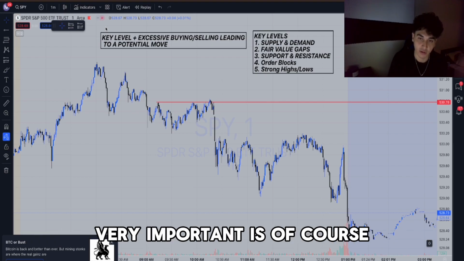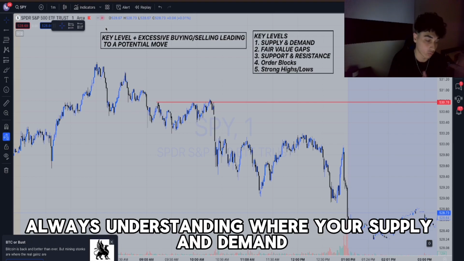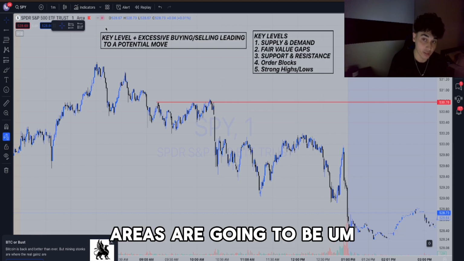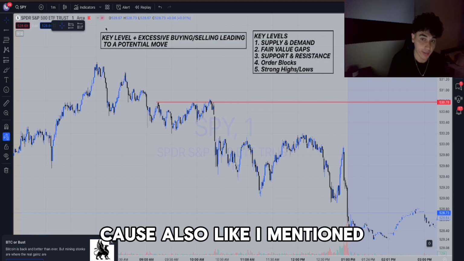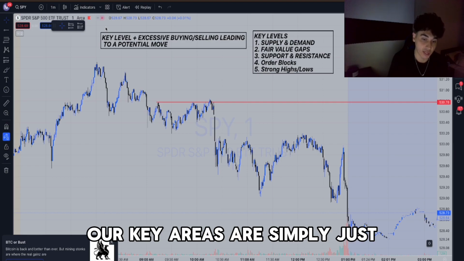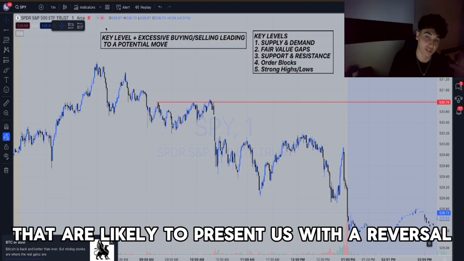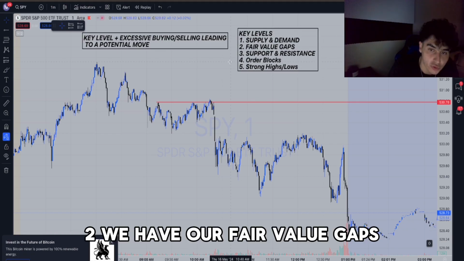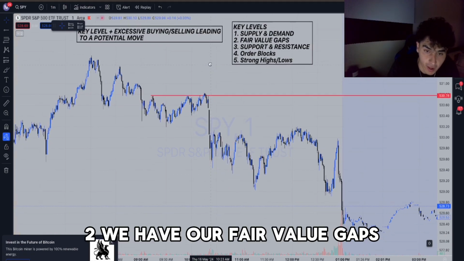Very important is, of course, always understanding where your supply and demand areas are going to be. Because also, like I mentioned, our key areas are simply just areas on the charts that are likely to present us with a reversal. 2, we have our fair value gaps.